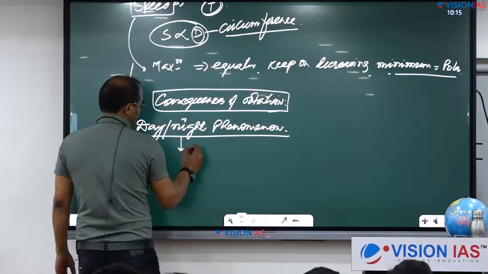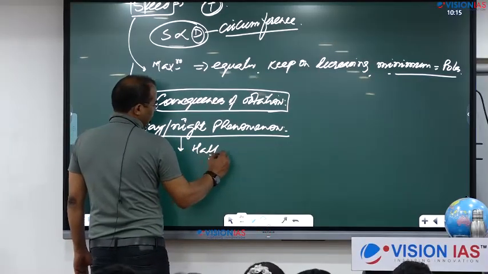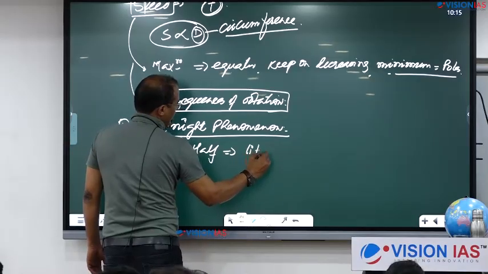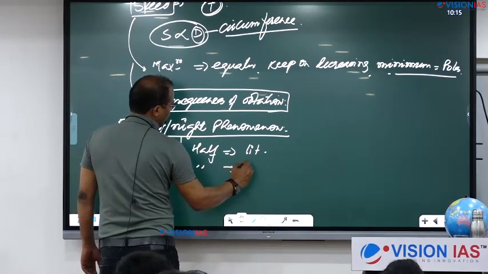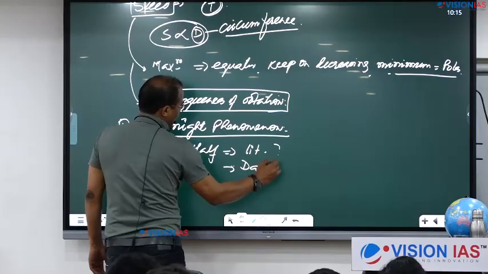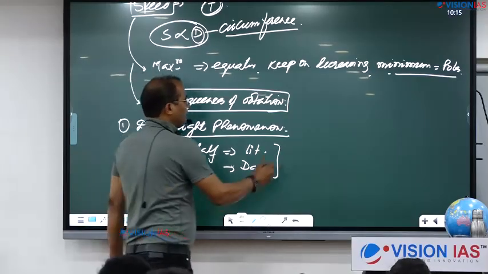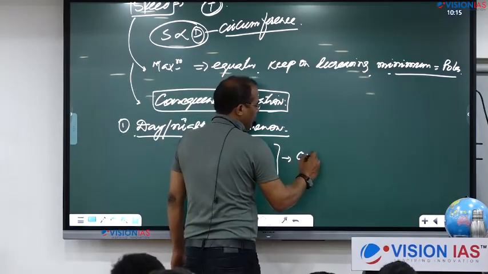Generally, half is lit and the other half is dark. The dividing line is called the circle of illumination.